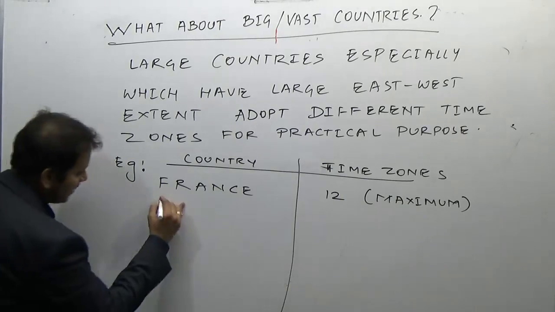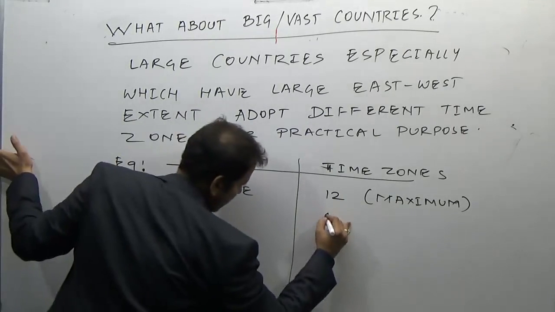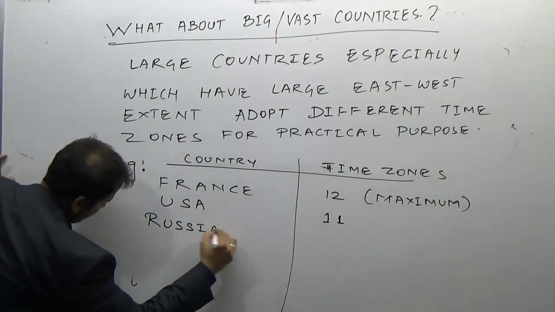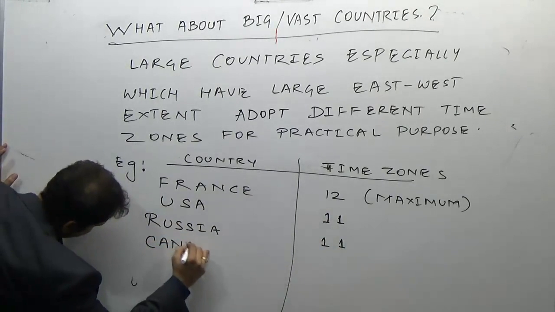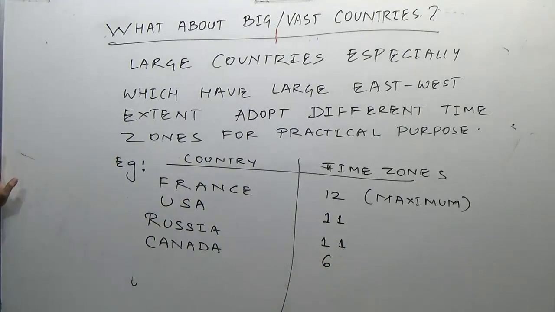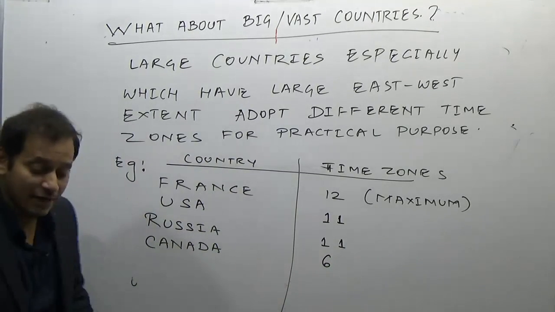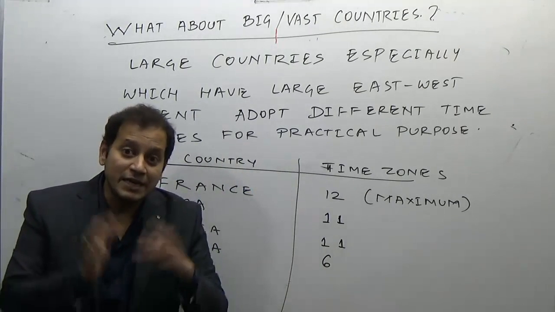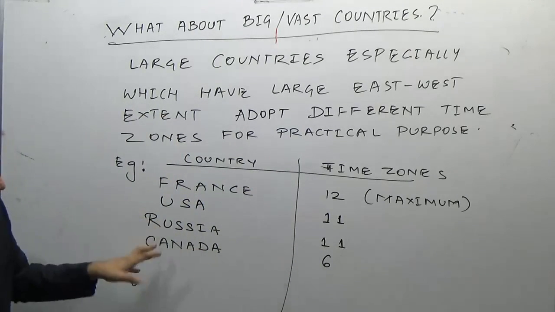USA has 11 time zones. Russia has 11 time zones. Canada has 6 time zones. So these are the different numbers of time zones the countries have. So in Russia, if you are going from east to west, you will have to adjust your watch 11 times based on the location where you are present. So Russia has 11, Canada has 6.